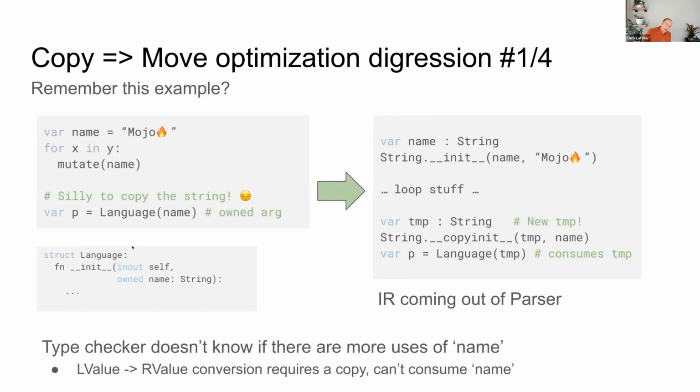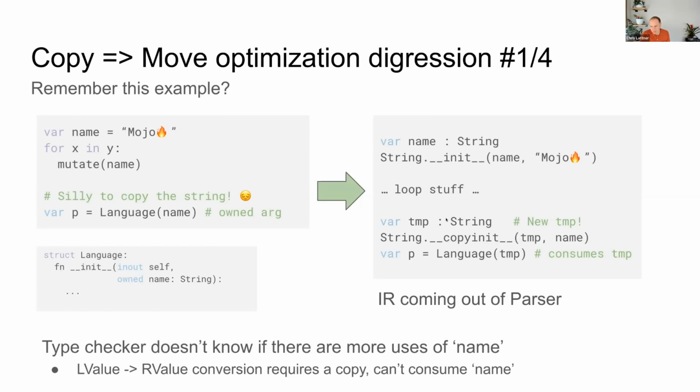Well, if you look at how this gets compiled, the type checker has to insert the copy because it doesn't know if name gets used later. It generates IR that looks like this, where you say, hey, I've got my name. Oh, by the way, the initialization looks like that in syntax, but the initializer happens as an explicit statement. So when I'm passing this in, what I'm actually doing is making a temporary on the stack. I'm copying name into the temp, and then I'm passing the owned temp into language, which, because it's owned, then goes and consumes it and runs its destructor and it's gone.